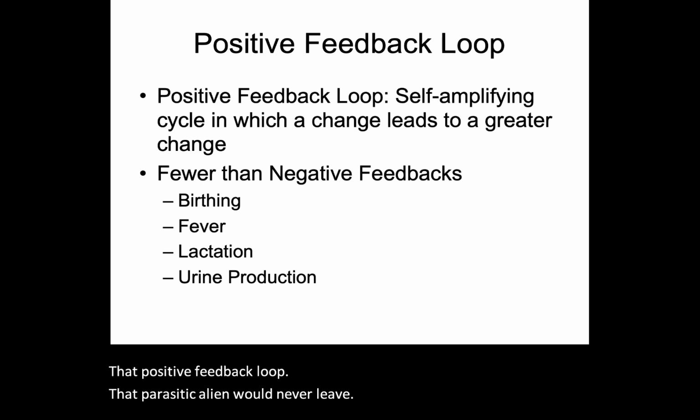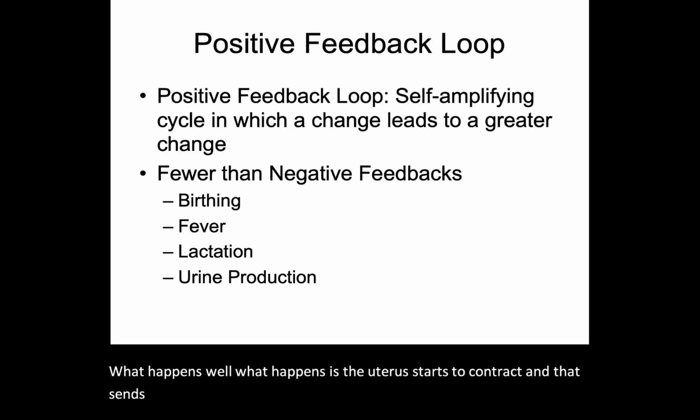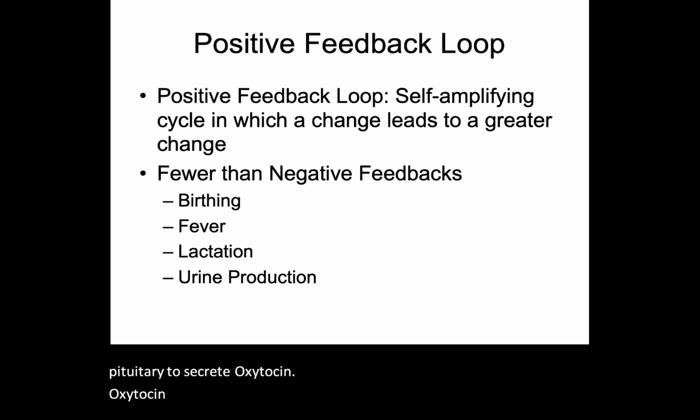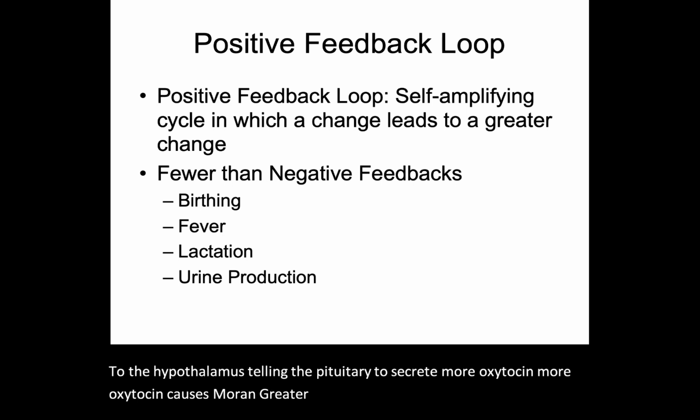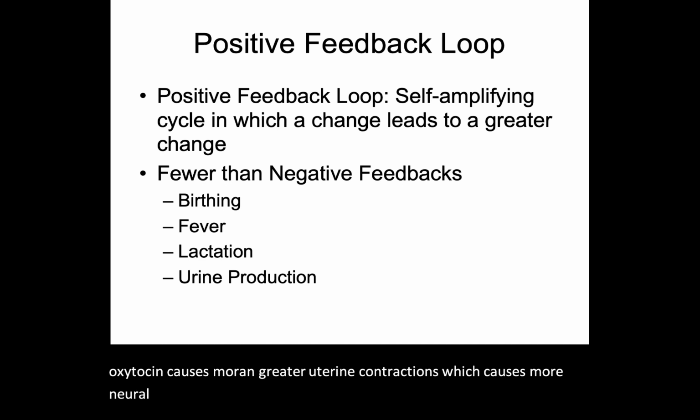What happens? Well, the uterus starts to contract, and that sends neural impulses to the hypothalamus, which tells the posterior pituitary to secrete oxytocin. Oxytocin travels through the blood and stimulates the uterus to contract. More uterine contractions sends more nerve impulses to the hypothalamus, telling the pituitary to secrete more oxytocin. More oxytocin causes more and greater uterine contractions, which causes more neural pathways to stimulate the hypothalamus, to stimulate the pituitary, to secrete more oxytocin.